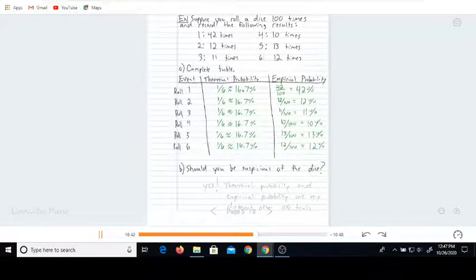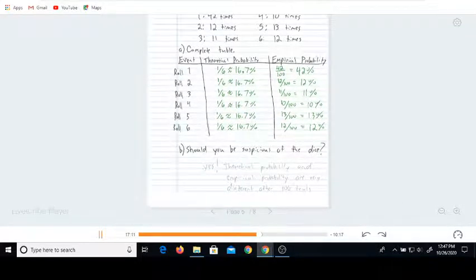And what we can do is compare the theoretical probability to the empirical probability. So you'll notice that they are quite different. Look at the probability of rolling a 1. If it were a fair dice, then you'd have a 16.7% chance of rolling a 1. But this dice, the 1 popped up 42% of the time. So almost half the time, this dice was landing on 1.